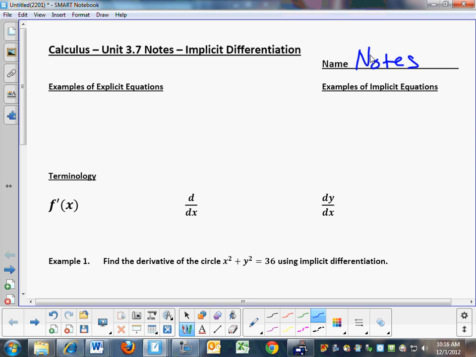So, examples of explicit equations. Today, you are doing implicit differentiation. The nice thing is that the question was, I don't know when to use the chain rule, the product rule, stuff like that. You will know when to use implicit differentiation. Here's where we use examples of explicit differentiation. Watch.